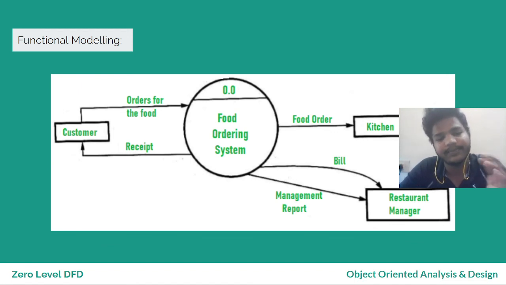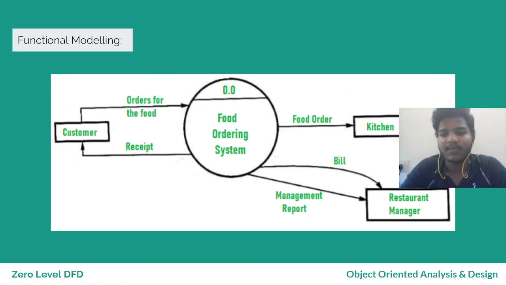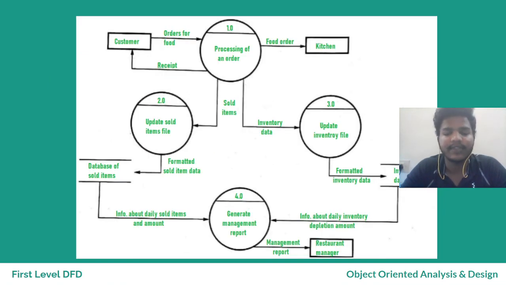DFD allows us to show the flow of data between different processes in a business. This is the zero level DFD of the order processing system, and this is the first level DFD of the order processing system, or order managing system. So this is the object modeling technique which was introduced by James Rumbaugh.